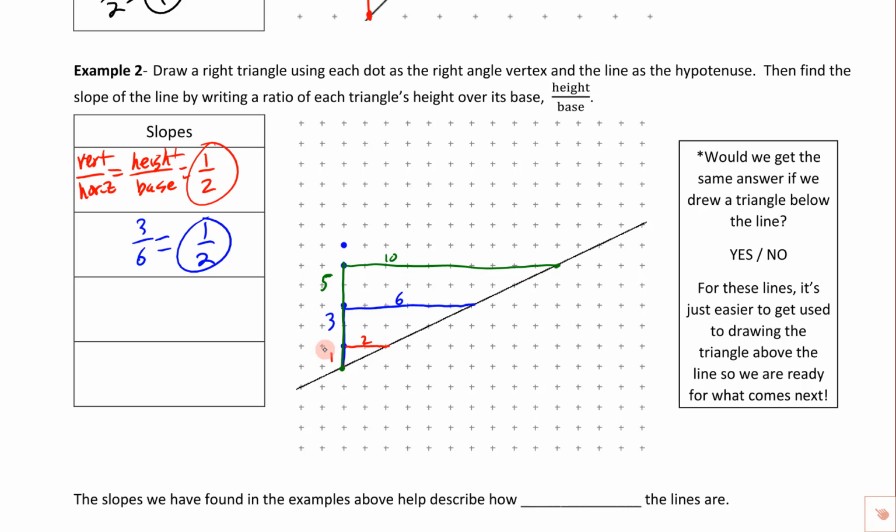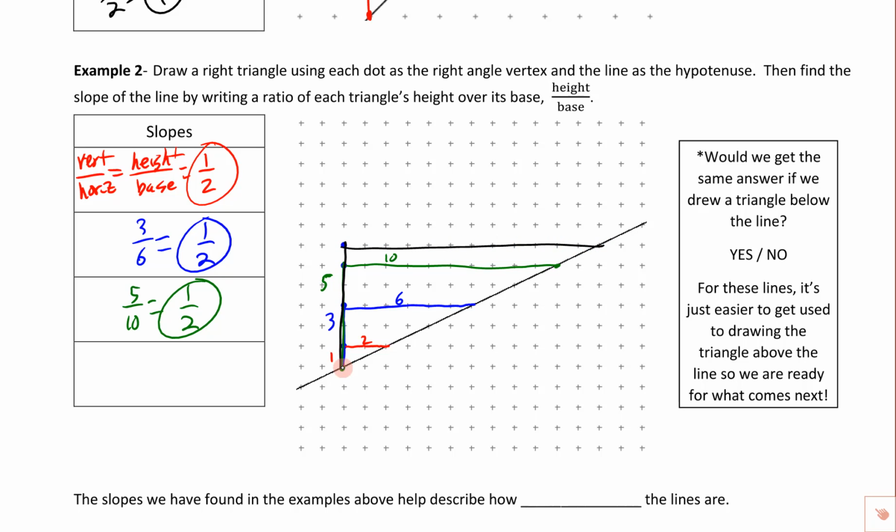So again, it's the vertical part, the rise, or sorry, the height over the base. So this is going to be 5 over 10. Okay, it's this one over that one. So we also end up with 1/2. Okay, and then the last one, we're going to draw that triangle so it looks like this and this.